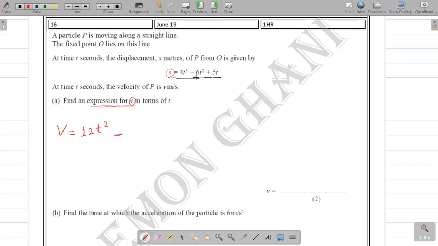Minus 6t squared, so 2 times 6, it's 12t power 1, or just t. Then plus 5t, it's t power 1, so 1 times 5 is 5, then it will be t power 0, so no need to write it. So finally, the velocity equals 12t squared minus 12t plus 5.